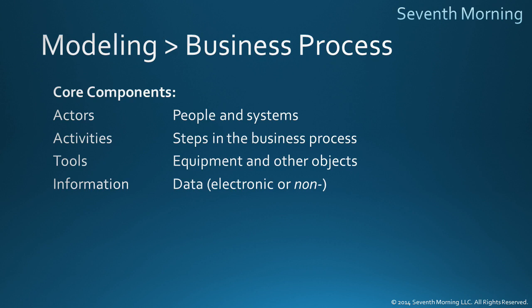The third component is tools. These are the equipment or the other physical objects that are needed by any activity in the process to accomplish its purpose. This can include things like computer workstations, printers, barcode scanners, RFID readers. You get the idea. And the fourth component, last but certainly not least, is information.